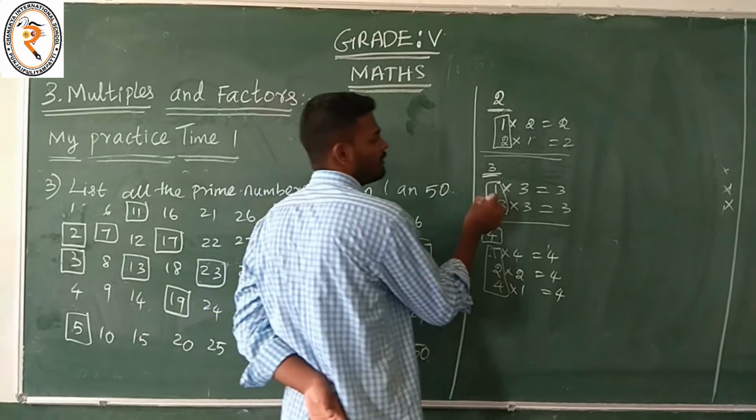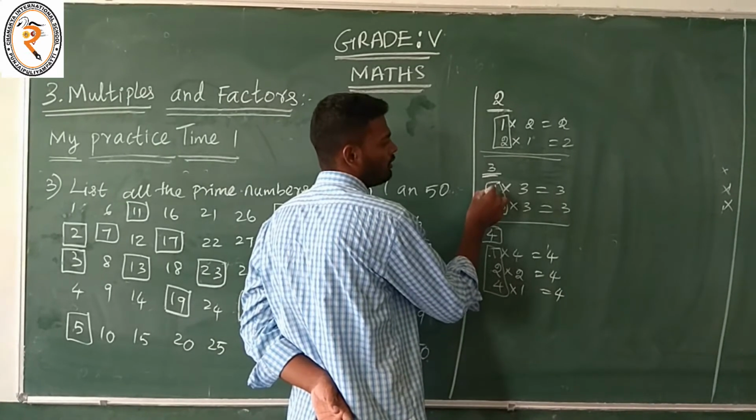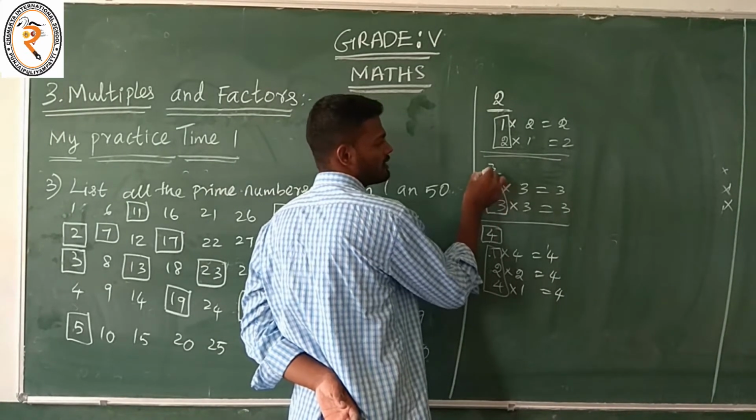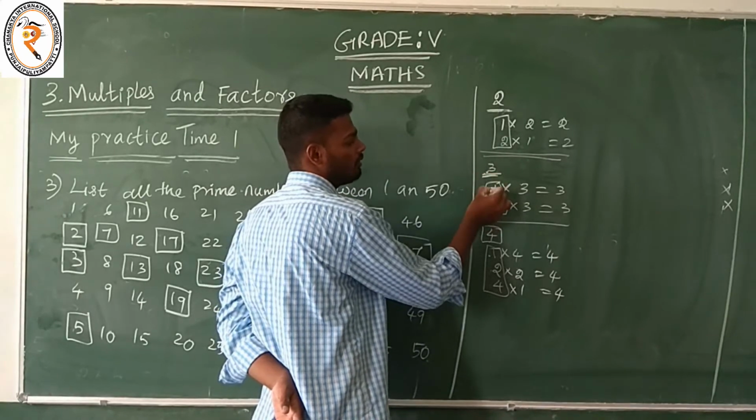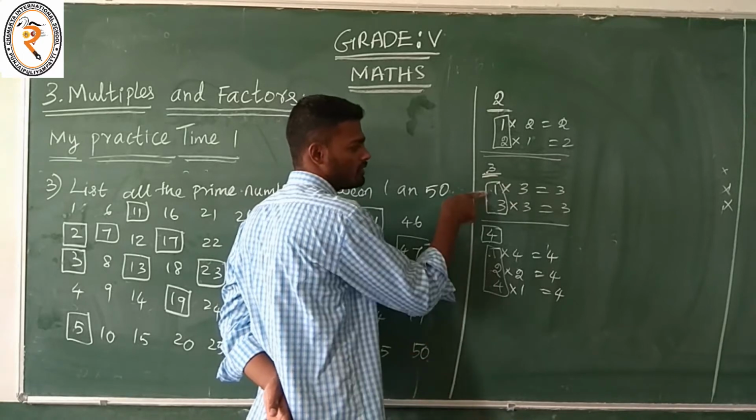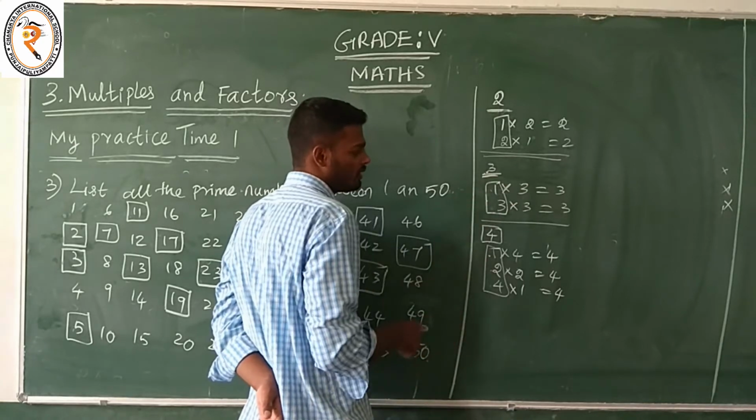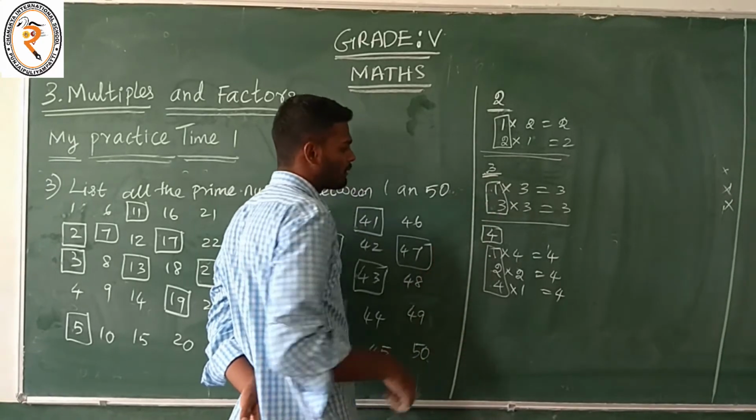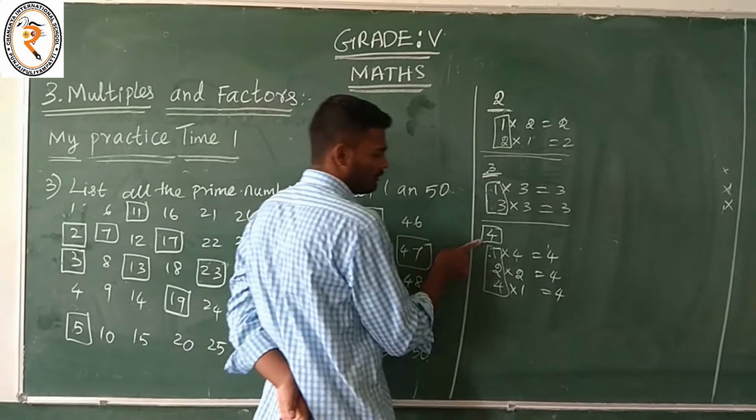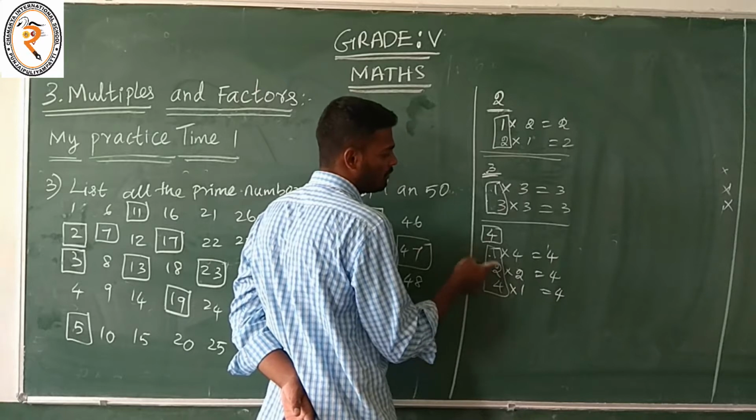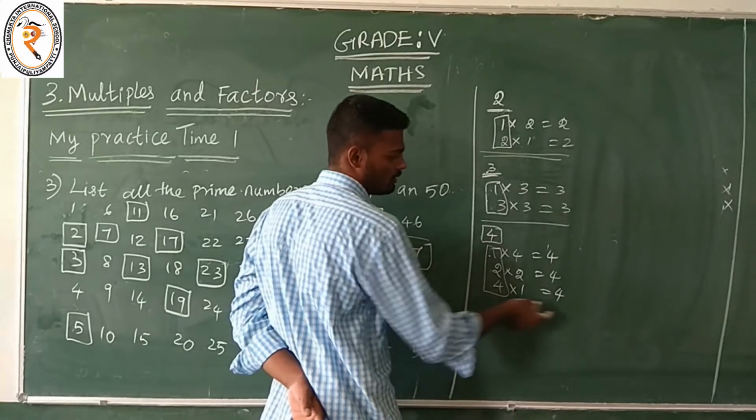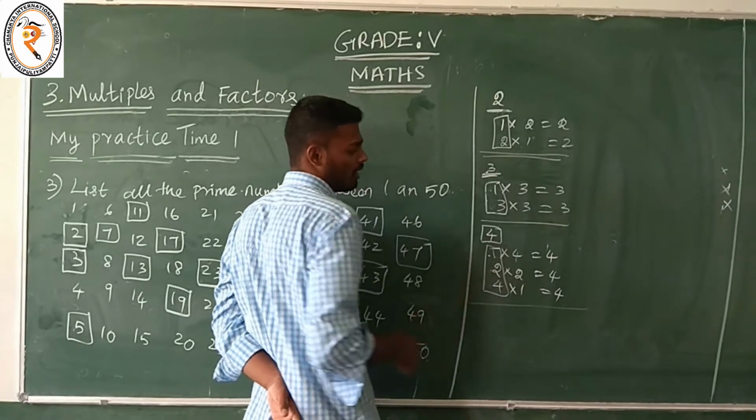So what is a prime number? A prime number comes only in the first table and its own table. For 3, its own table is the third table. So it comes in only 2 tables: the first table and its own table. A composite number, like 4, comes in more than 2 tables, and any number that comes in more than 2 tables is a composite number.